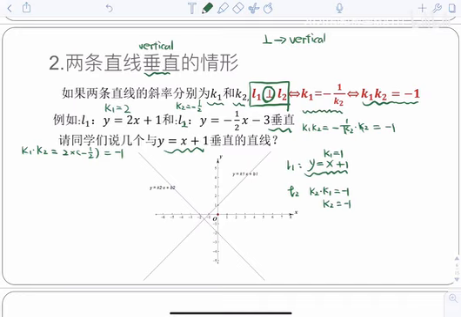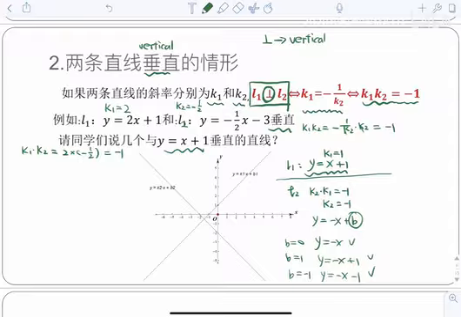So we can write L2 is minus x plus b. The b can be any number. For example, b can be 0, or b can be 1, or b can be minus 1. All are okay. B can be any number. So these three lines are perpendicular to L1 because K1 times K2 equals minus 1.